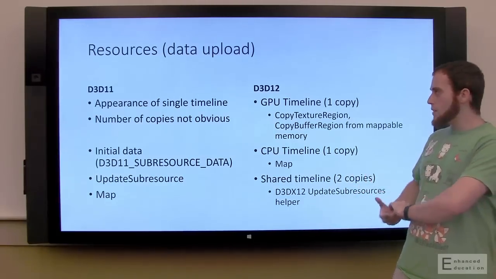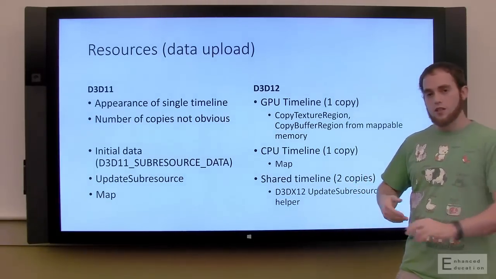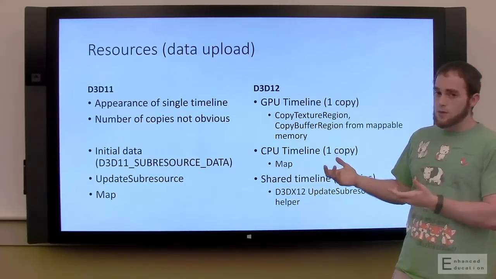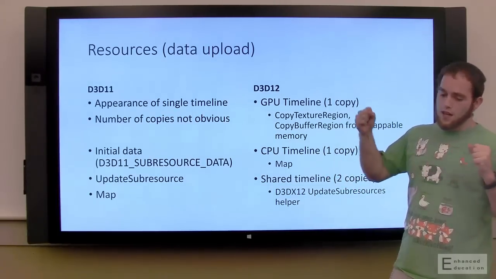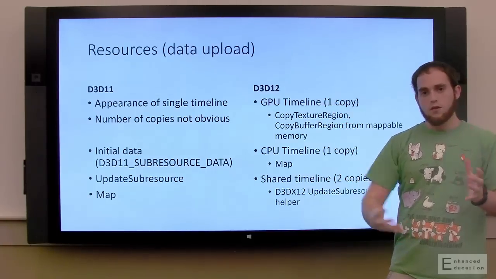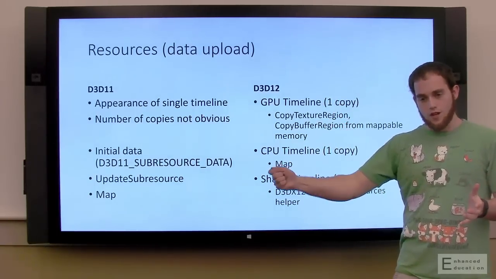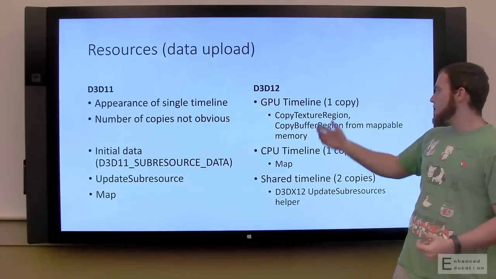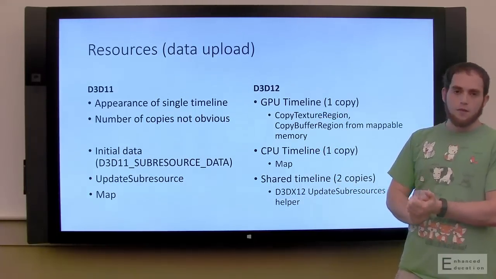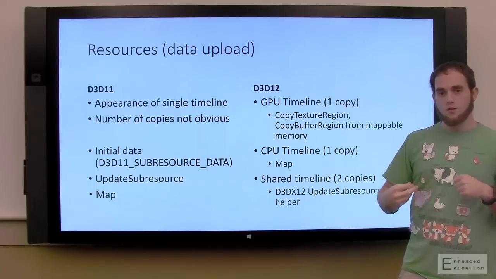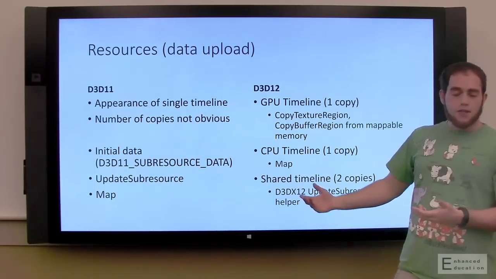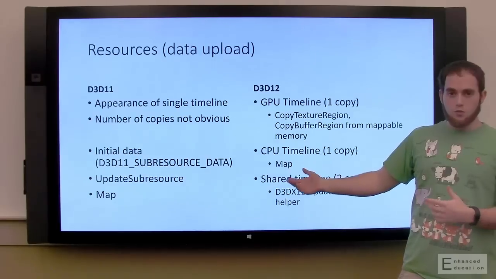In D3D12, everything's a little bit more explicit, so now you actually get to choose what timeline your copies happen on. So you have the option of doing GPU timeline copies, where you basically say, I promise that my data is going to be around until the GPU actually gets around to reading it, and then you can get one copy on the GPU timeline, using the copy texture region or copy buffer region commands, depending on what type of resource you're copying. You can do CPU timeline copies using map, just like you would in D3D11.